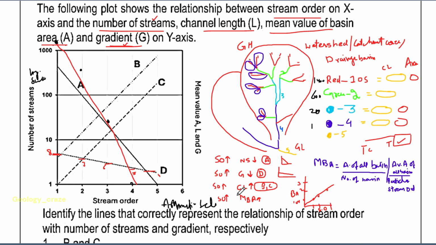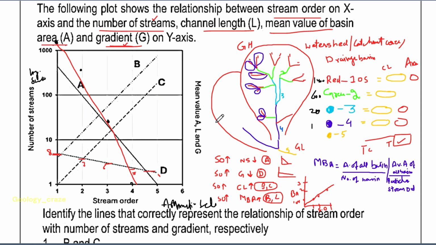Okay, this is for stream length or channel length, for both the things. So now for B and C we can say that with respect to stream order, our channel length and this mean basin area are increasing. I am not separating these two, so B and C will represent both. But if I want to distinguish, which one will represent our channel length or this mean area value?